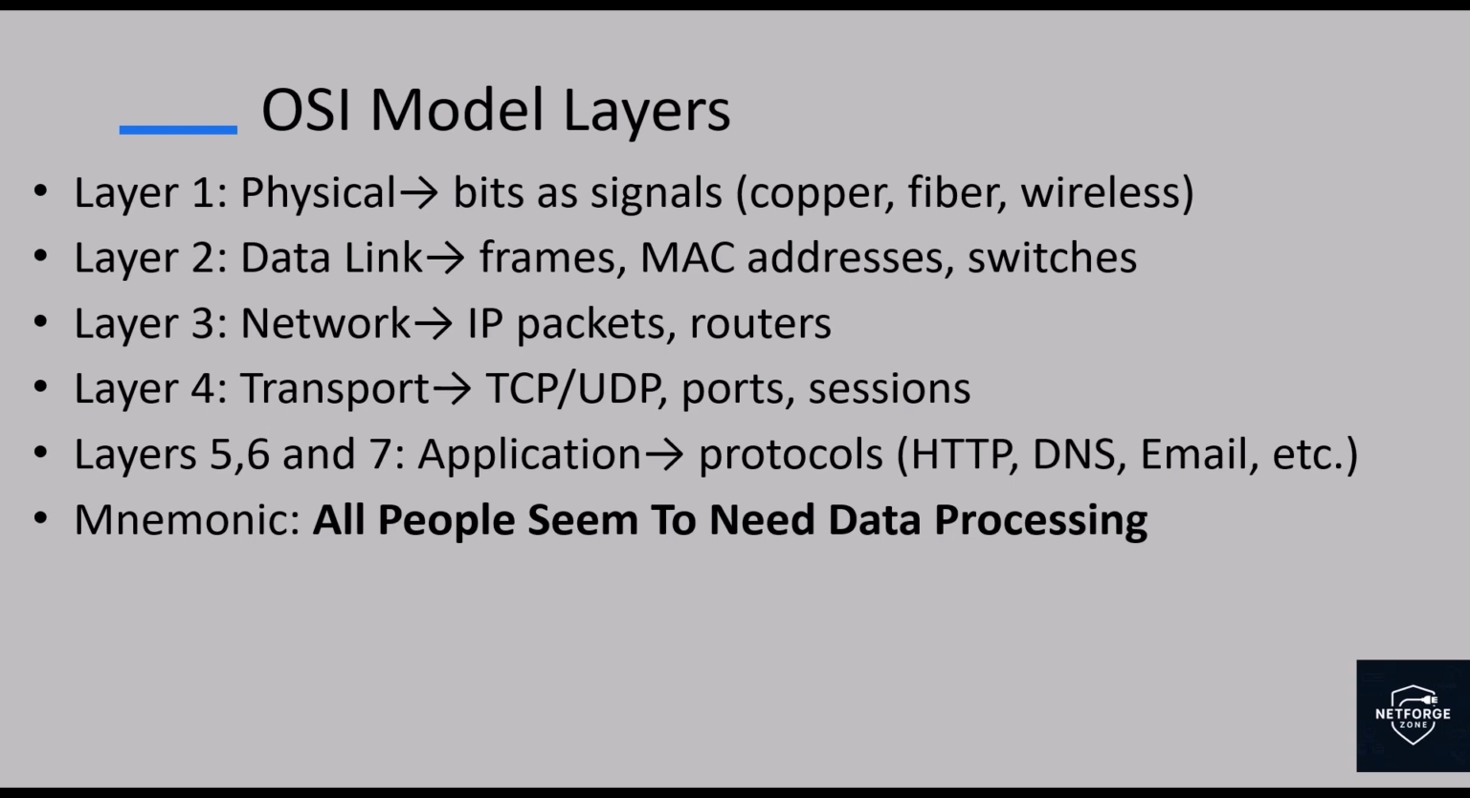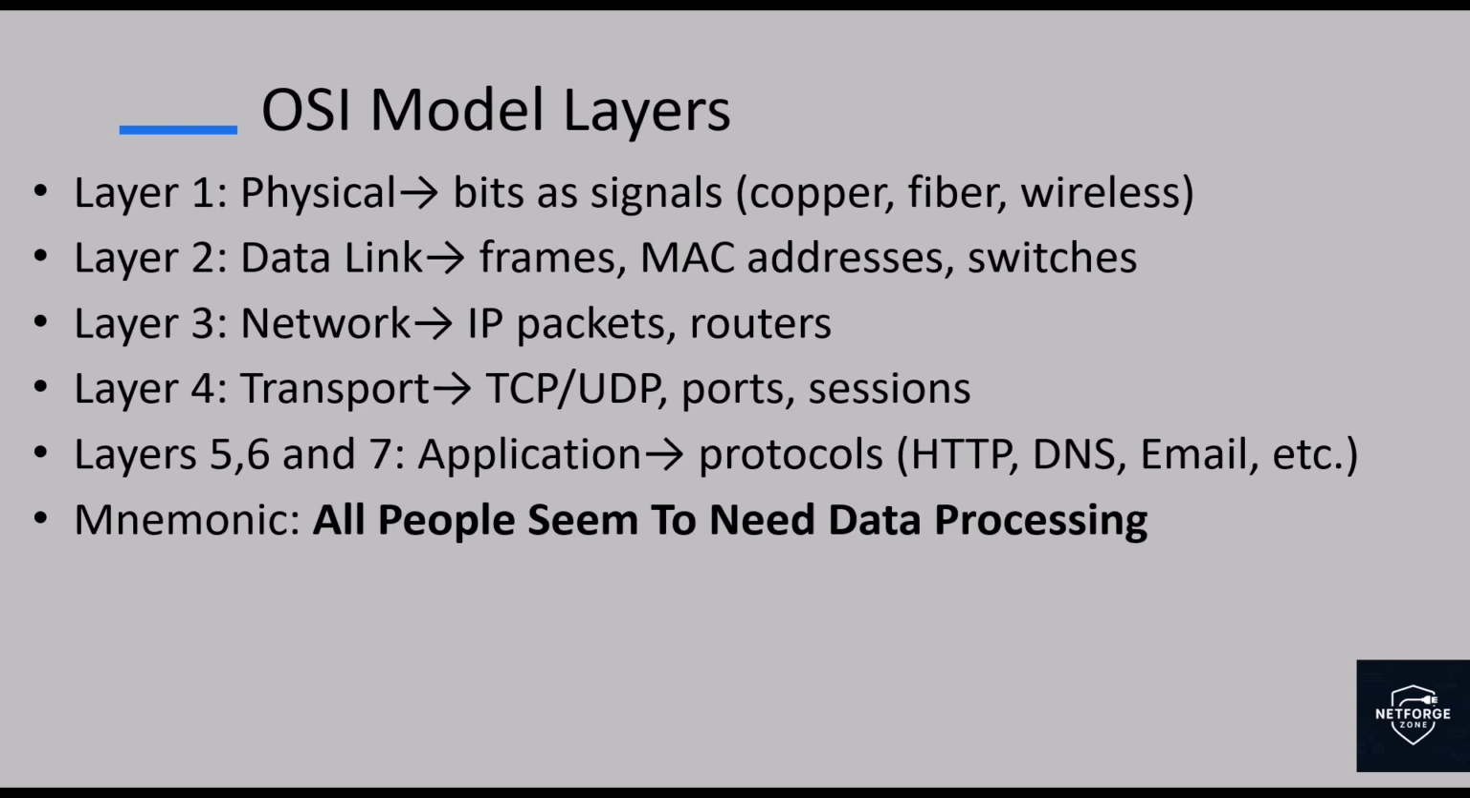Layer 4 is the transport layer. This is where things like TCP and UDP come into play. TCP is reliable. It makes sure everything arrives in order, and if something is missing, it retransmits that. UDP is lightweight and faster, but it doesn't do all the checks. Think of TCP as mailing something with tracking and insurance, while UDP is like sending a postcard, quick and simple, but no guarantees.